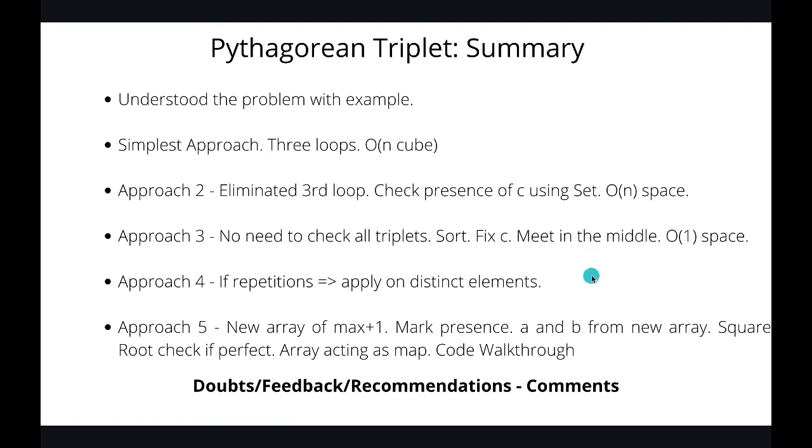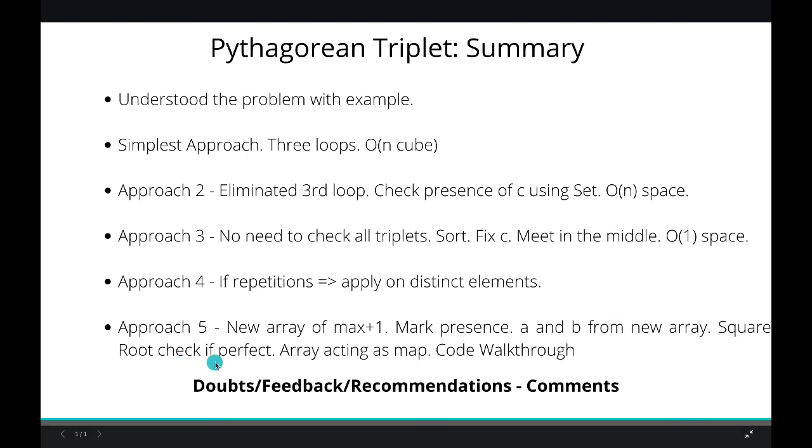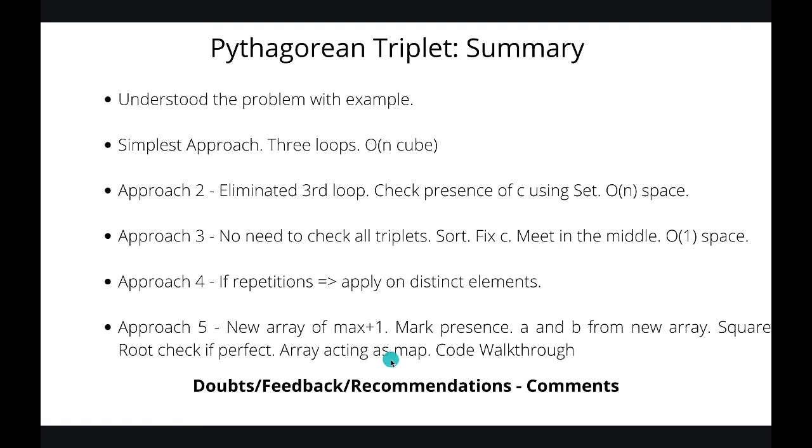Now we also saw that here we need to check the square root if it is perfect, and we saw the technique of checking that. This was a common technique where the array was acting as a map and array indices were acting as keys. Then we did a code walkthrough for this same approach.